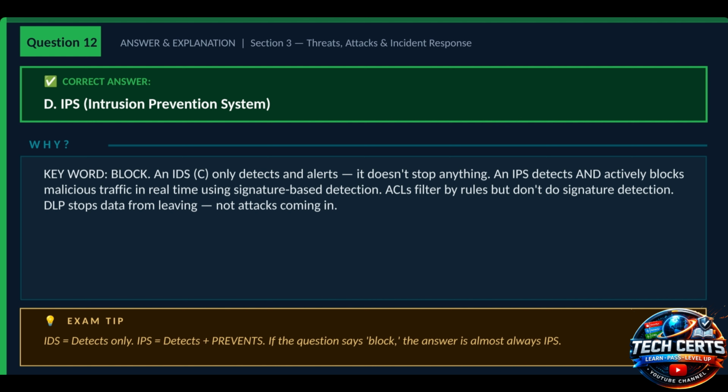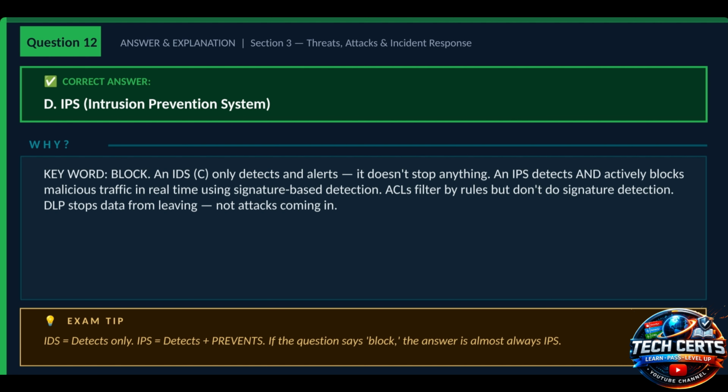The key word is block. An IDS, Intrusion Detection System, only detects and alerts. It doesn't stop anything. An IPS detects and actively blocks malicious traffic in real time. ACLs filter traffic by rules, but don't do signature-based detection. DLP stops data from leaving, not attacks coming in.